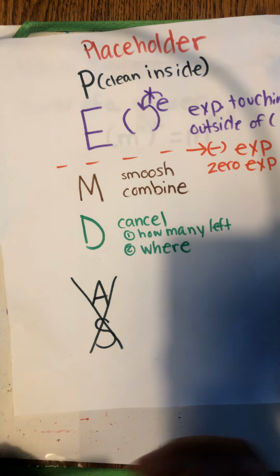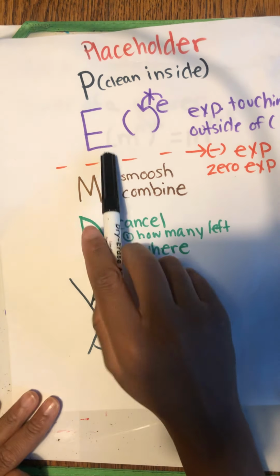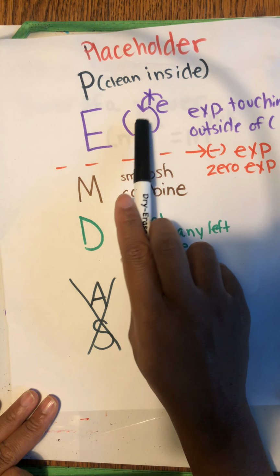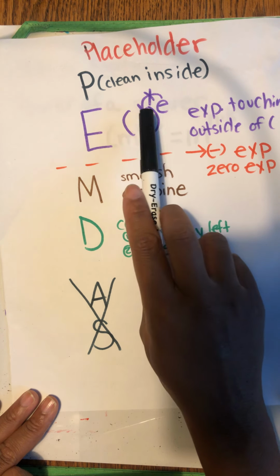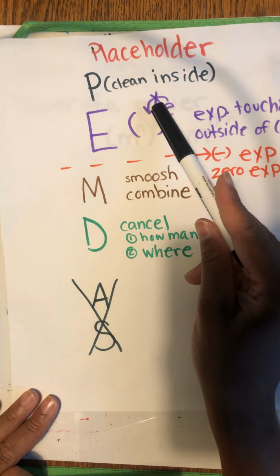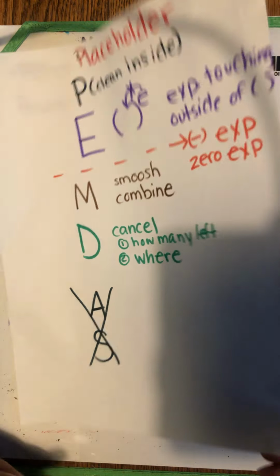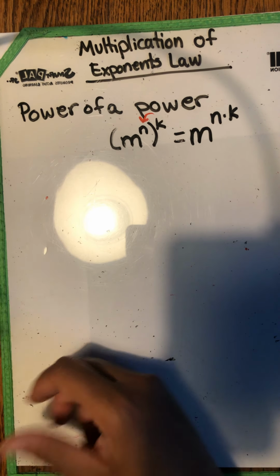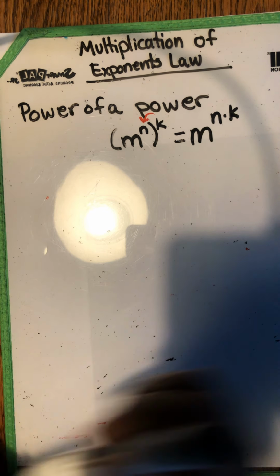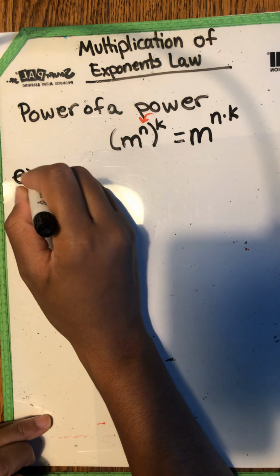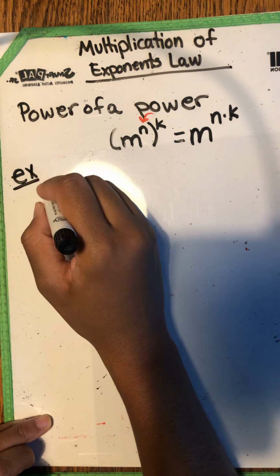If I look at my PEMDAS list, this is an E. Do you see an exponent touching the outside of your parentheses? If so, you're going to times it. That's a little times symbol there on my arrow. You're going to times it to the exponent inside the parentheses. So I'm going to give you an example, and I'm going to explain why it works.